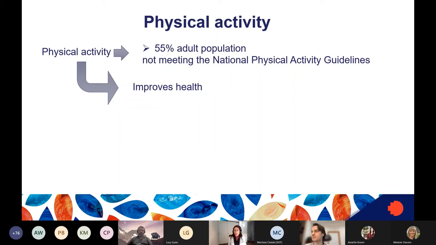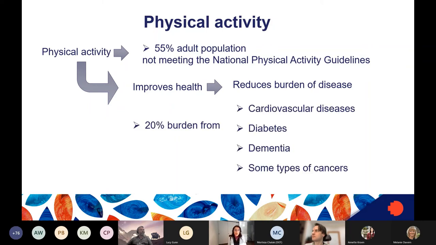We have known this for a very long time, and we've got a lot of evidence that indicates so. And if we improve health, that results in reducing the burden of disease. When I talk about the burden of disease, I talk about mortality, and that is premature death because people are not active enough, and also morbidity, which means quality of life. So the loss of quality of life because people have diseases.